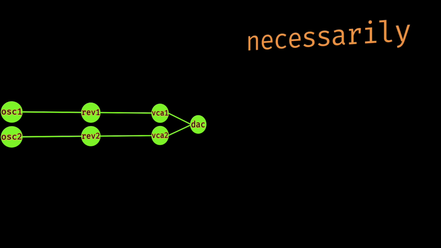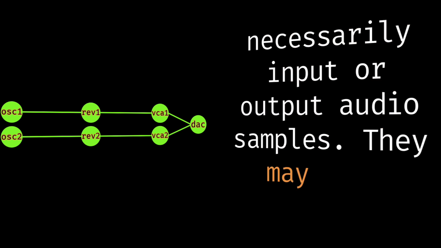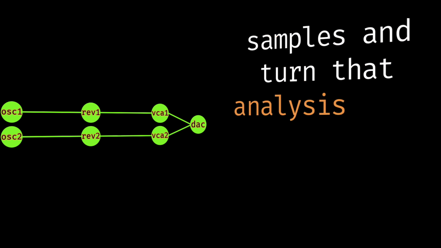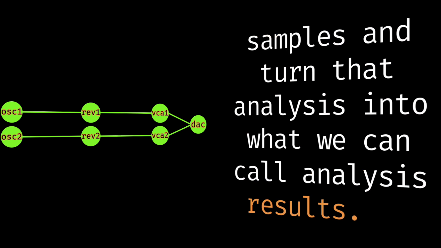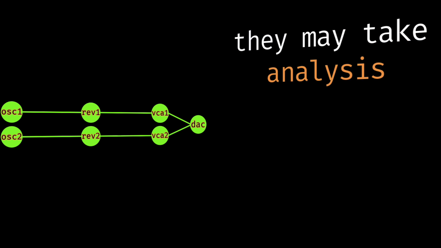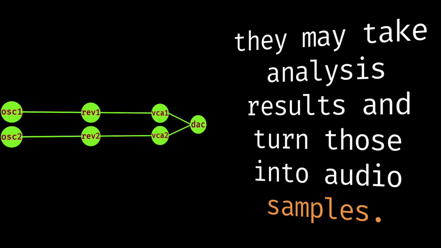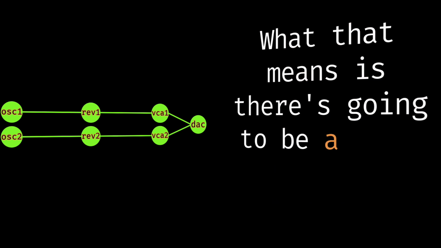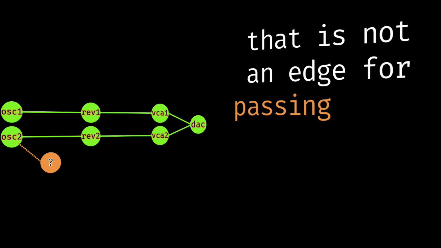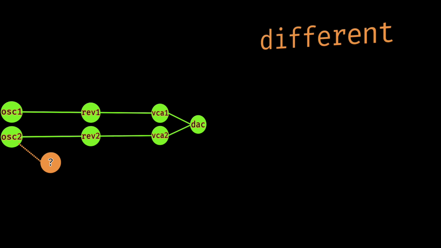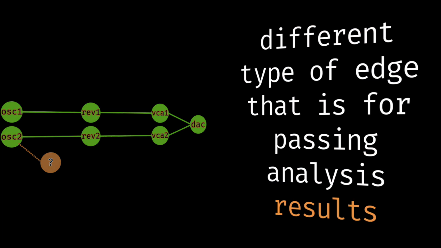They don't necessarily input or output audio samples. They may also analyze audio samples and turn that analysis into what we can call analysis results. Or they may take analysis results and turn those into audio samples. What that means is there's going to be a kind of edge in our graph that is not an edge for passing audio samples around. There's a different type of edge that is for passing analysis results around.